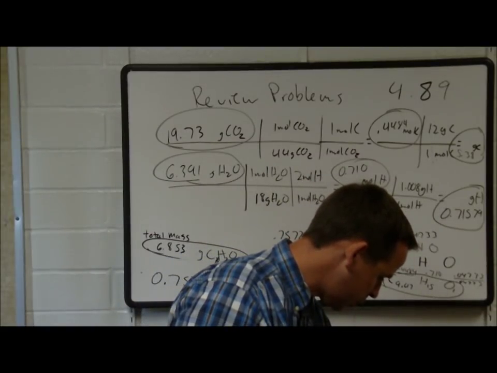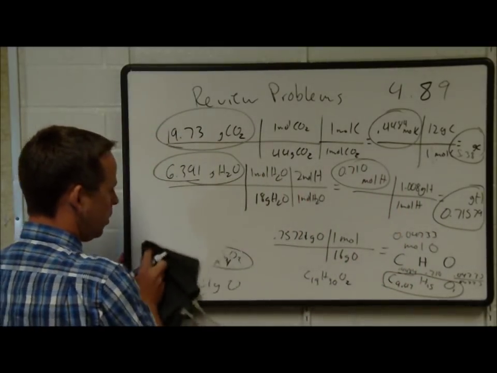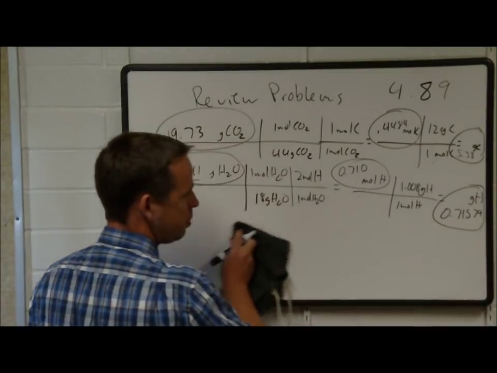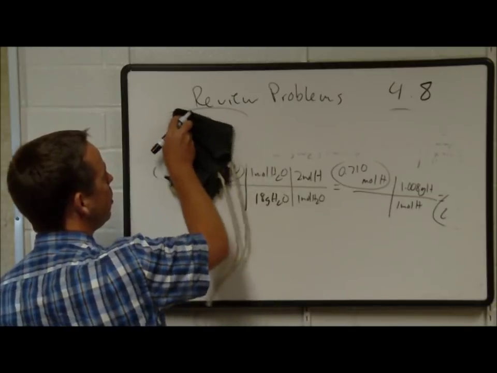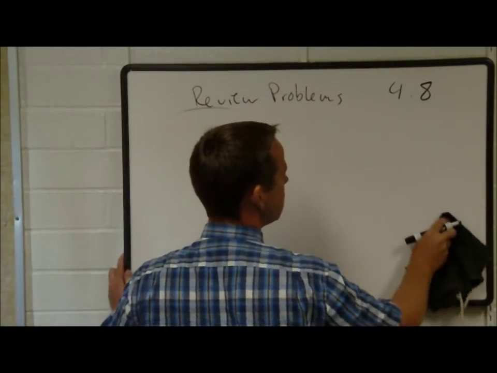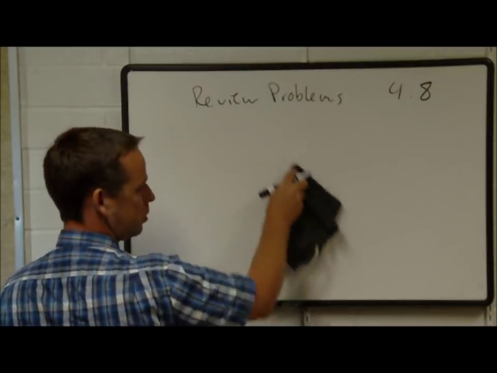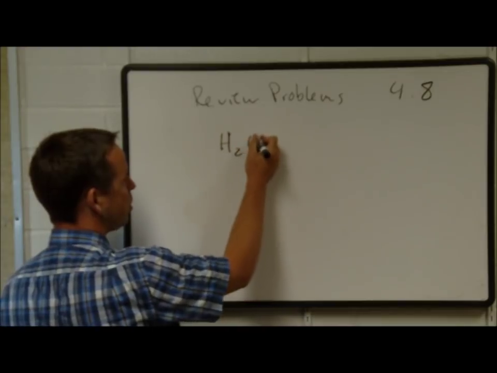Okay, so now we're on to 491. The following are empirical formulas and the masses per mole for the 3 compounds. What are their molecular formulas? Well, we talked about empirical formulas. Empirical formulas are, again, the simplest whole number ratio, but the molecular formula isn't necessarily always the simplest whole number ratio, right? And that example that we have is hydrogen peroxide.